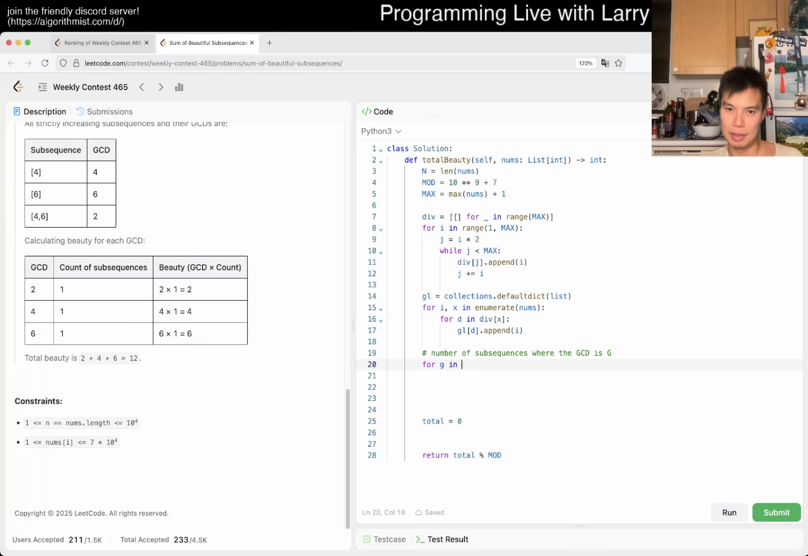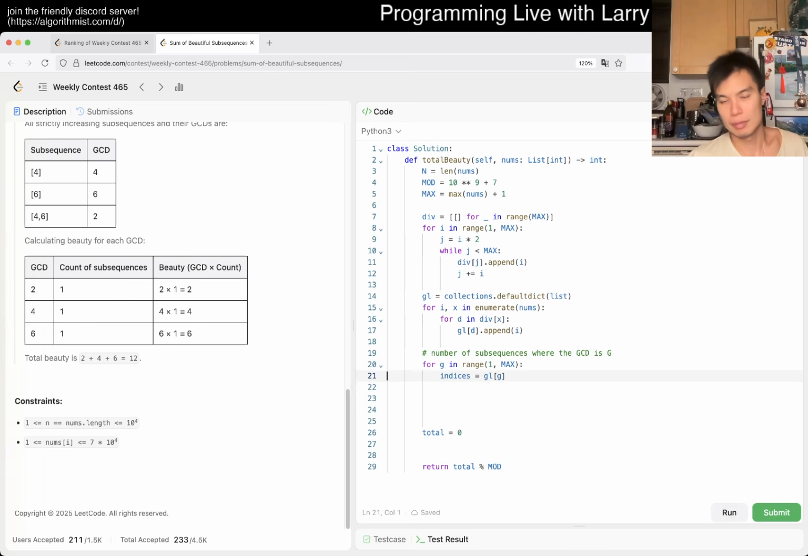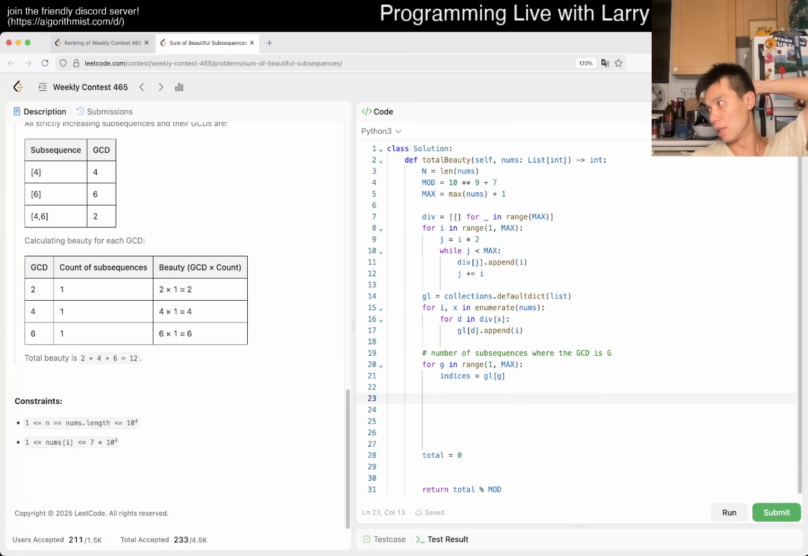For G in range from 1 to max. How many subsequences are there with G, right? So G with all the indexes, right? And this will already be in order. So now what?